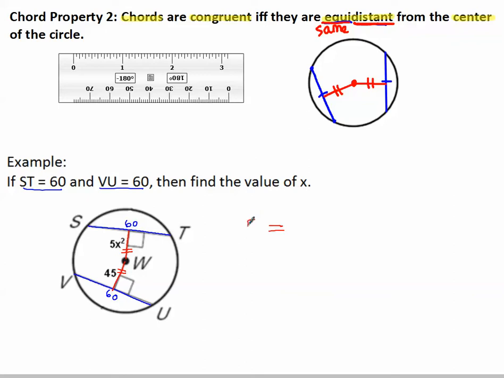Equals. So segment 5x squared, that's labeled 5x squared, is equal to the segment labeled 45. And now I can solve that equation. Let's get that 5 out of there by dividing.